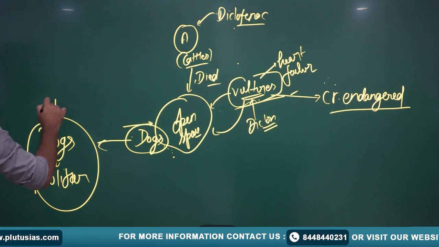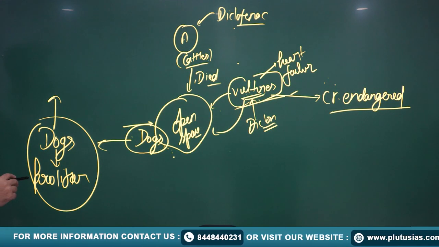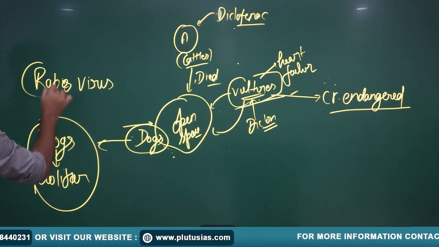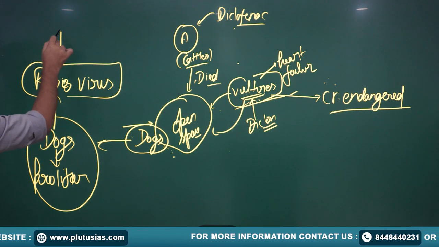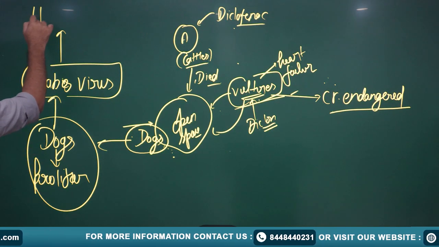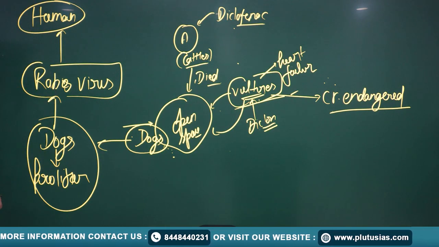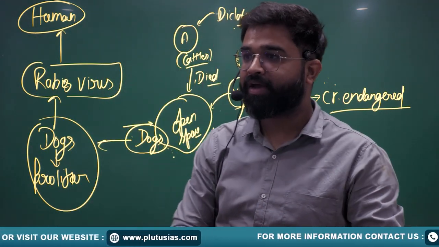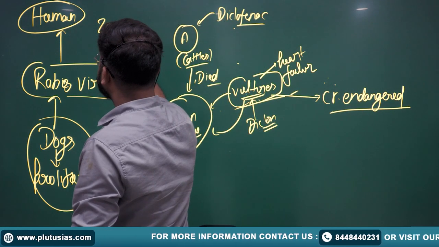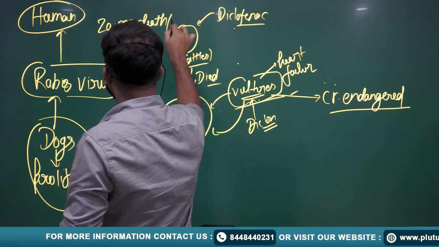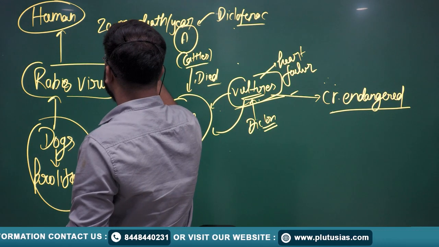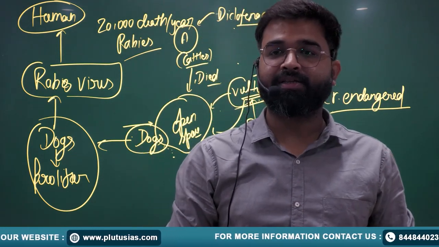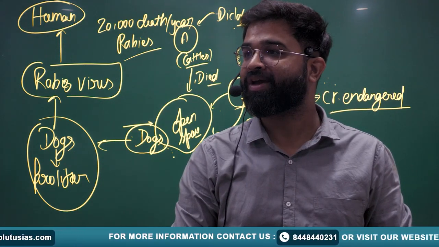Now, dogs are the carrier of the rabies virus, and they are having close contact with humans. Is it okay? So because of that, they are spreading rabies in humans. Because of that, at least 20,000 deaths per year due to rabies are reported in India. Because rabies is a fatal disease. No cure for rabies. Is it okay? No cure.